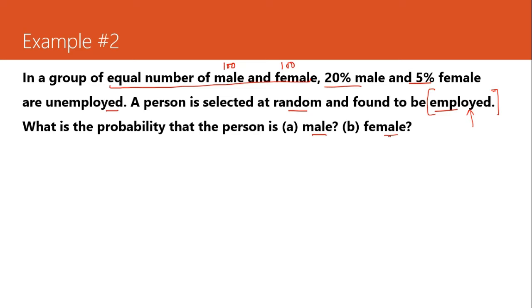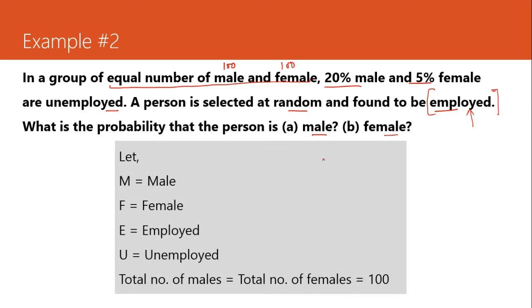Okay. So the first step, just like the previous one, is defining the symbols. For this problem, you have to define symbols like this. Let M be male, F be female, E be employed, and U be unemployed. Okay, there are 4 events. And we also assume that the total number of males and females is 100 each. You can assume 1000 or you can assume 50. That's your personal choice. Okay.